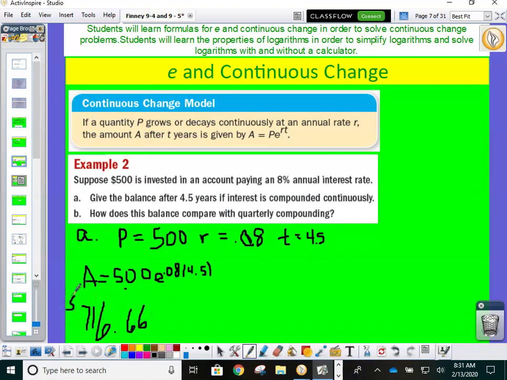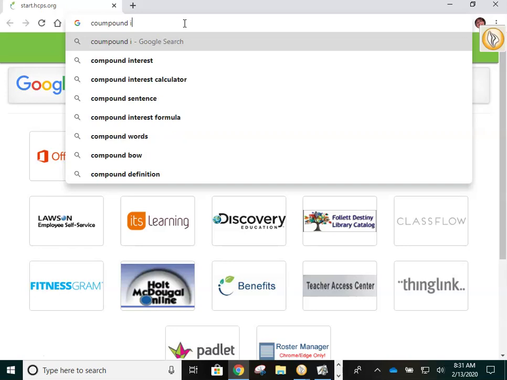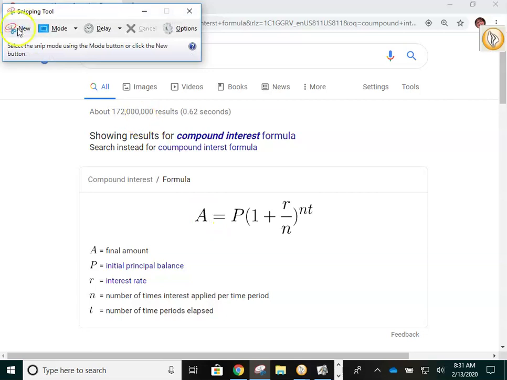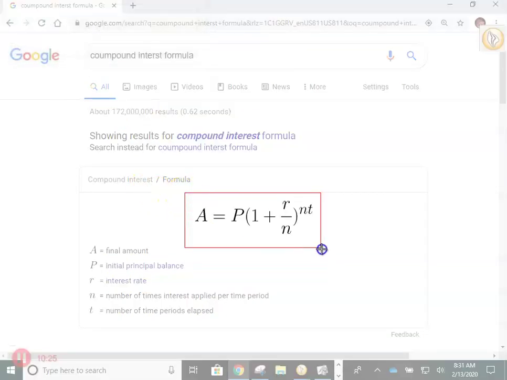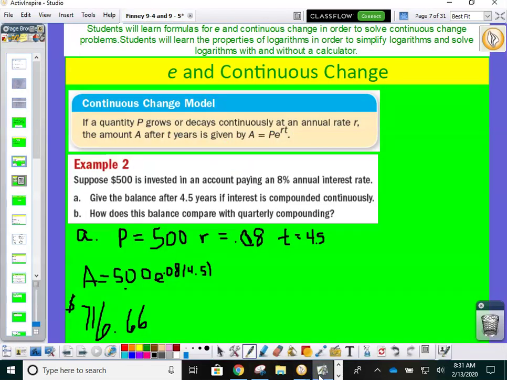The second problem says to compare this with compounded quarterly. So compounded quarterly, you're probably like, hey, what's the compound interest formula? Well, let's look it up. You probably don't remember it, so you're like, well, how would I find it? Compound interest formula. And there it is, the compound interest formula. So I'm just going to take a little snapshot of that and put that in my video. So there's my compound interest formula. So now I've got that.